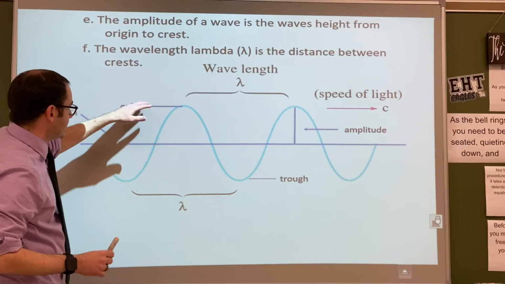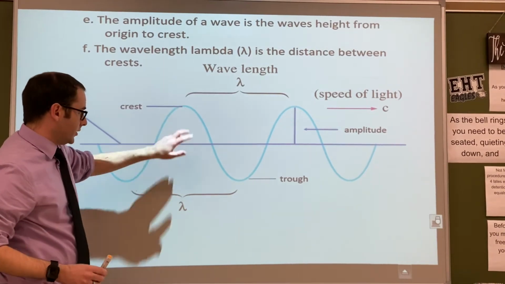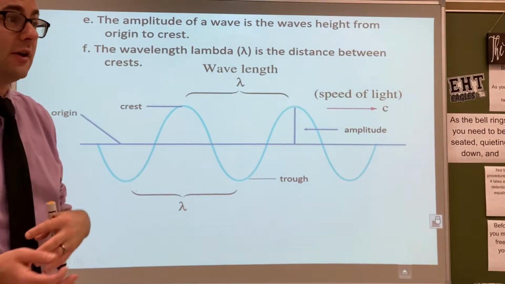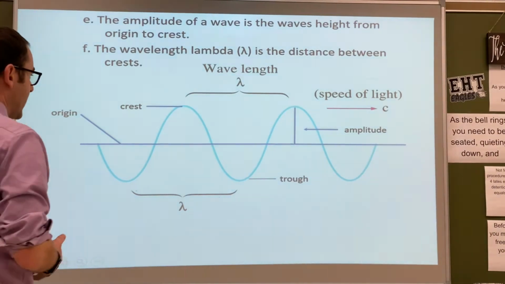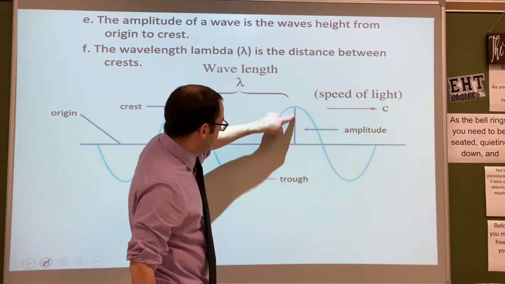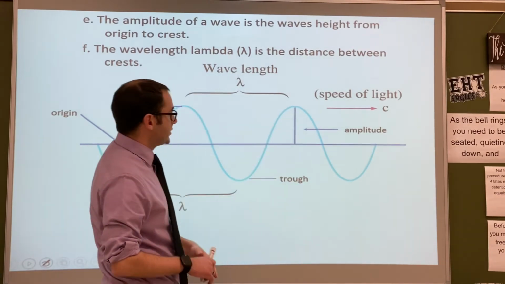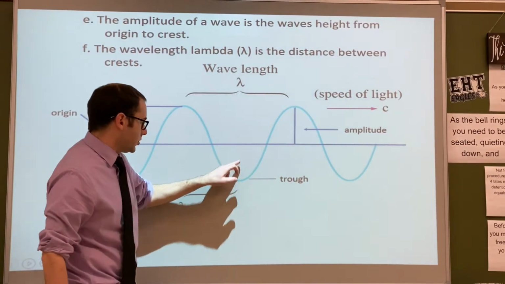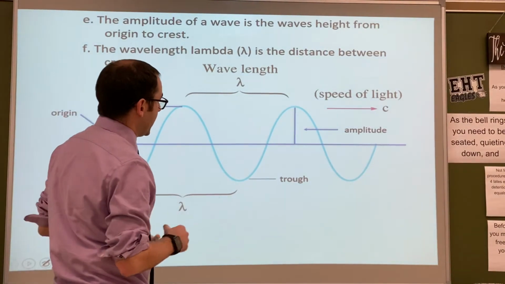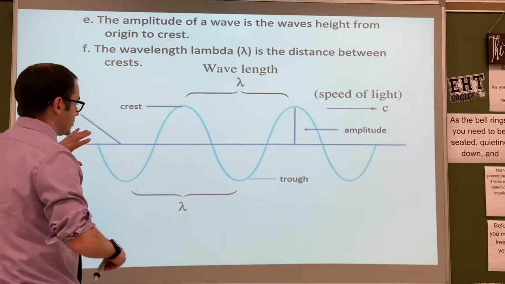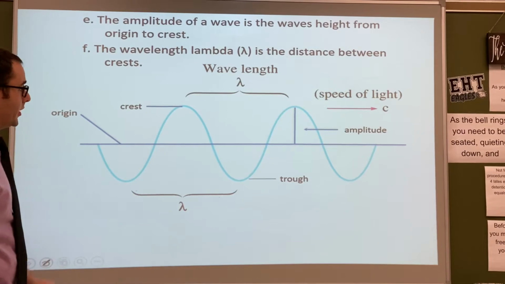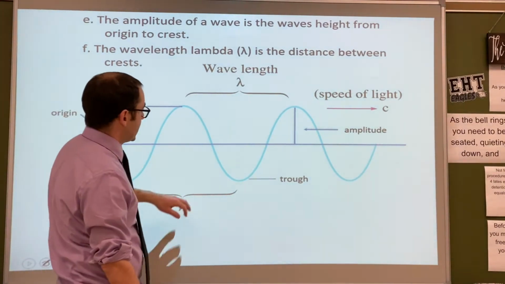The upper part, the top of it, is called the crest. The lower part is a trough. And if you're a surfer or know anything about oceanography, they use the same terms for waves out in the ocean, all right? The amplitude is the distance from the origin to the crest, which is the same as the origin to the trough, all right? So amplitude is the same either way, all right? And then this wave is traveling at the speed of light, all right? That number, 3.0 times 10 to the 8th meters per second.